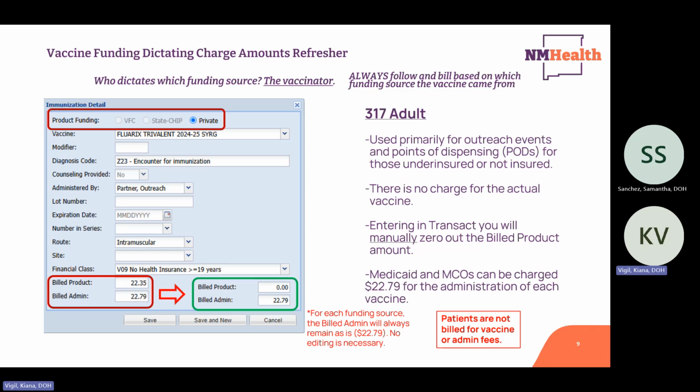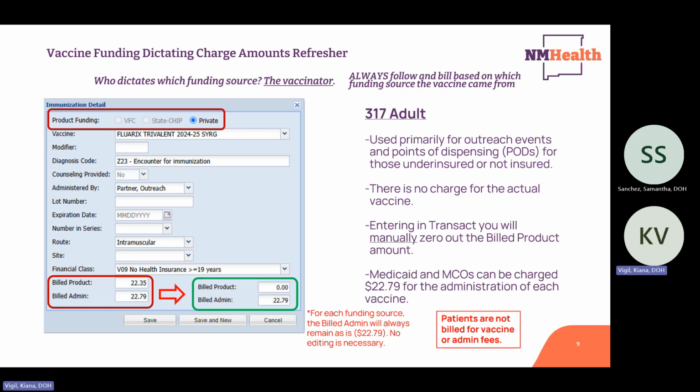So to the left is an example showing how a 317 adult-funded vaccine should be entered and appear. The product funding should be private, and like I stated, the billed product will need to be manually zeroed out. As you can see in the example, the billed product of $22.35 will be manually changed to zero and appear like it is in the green. And for the billed admin, as stated in red on the side, it will always remain as $22.79.